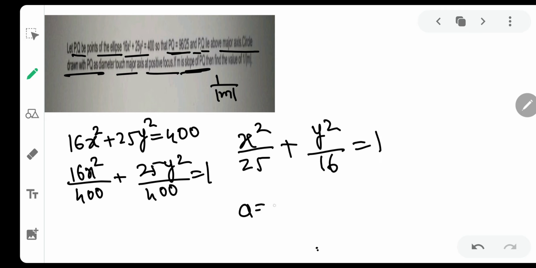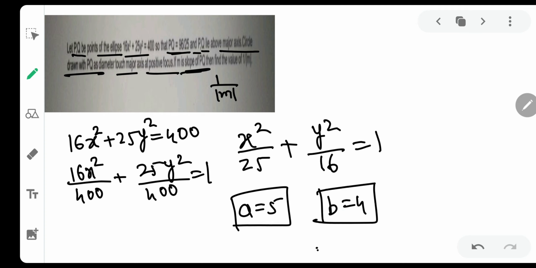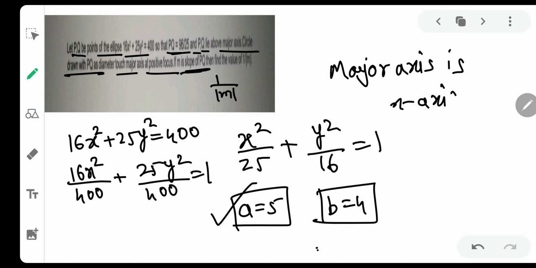It means a is equal to 5 as a square is 25, and b is equal to 4 as b square is 16. So definitely the major axis is the x axis. Let us write down: major axis is x axis, and they had also said it is above the major axis. So above means it has to be x axis, no doubt about that.